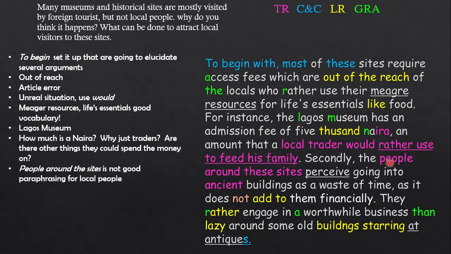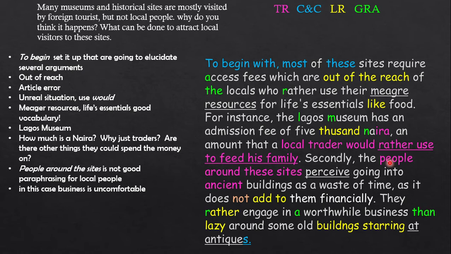Okay, "secondly, people around these sites" - it's like one block away, not very good paraphrasing. "Perceive," good vocabulary. "Going into" - again, not ancient. All right, "a waste of time as it does not add to them." You can't add to them. I mean, you add to someone. No, you have to add to something that can be added to: as it does not benefit them financially, as it does not add to their bank account.